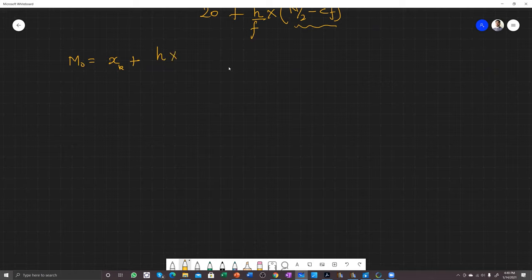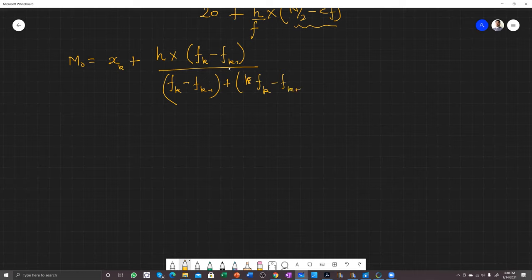Now I am distributing this class size and multiplying with something. In the previous case, I was multiplying with n by 2 minus cf. Here I am multiplying with the frequency of the modal class minus the frequency of the previous class, so I get one value, divided by the following. fk is going to be the highest anyway, hence it is the modal class, and then plus fk minus f(k+1). So as if fk is in the middle, you are subtracting the previous frequency and the succeeding frequency, and adding both of them together in the denominator.